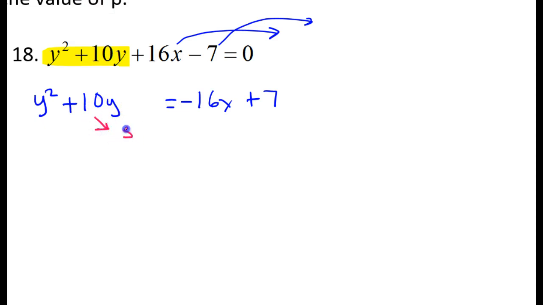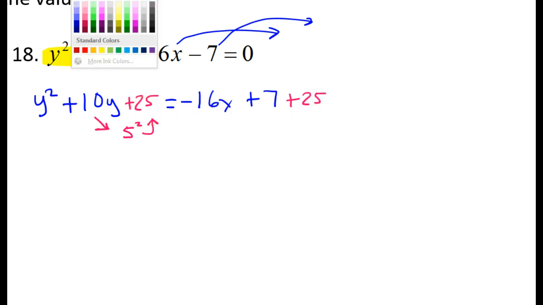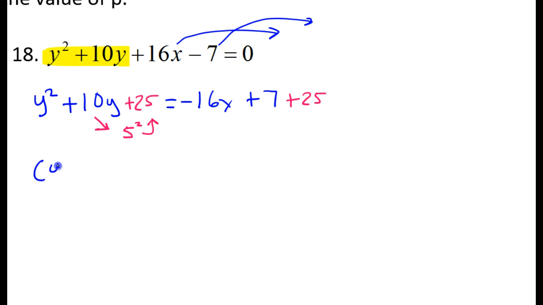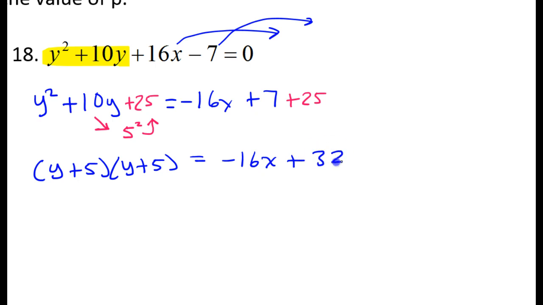Half of this is 5. 5 squared is 25. So I'm going to have plus 25 right now. Now I need to do plus 25 on the other side as well to balance out that change. If I factor this, I'm guaranteed to get the same binomial twice. So y plus 5 times y plus 5. Meanwhile, over here I have negative 16x plus 32. Because I have the same binomial twice, I can go ahead and write y plus 5 squared.